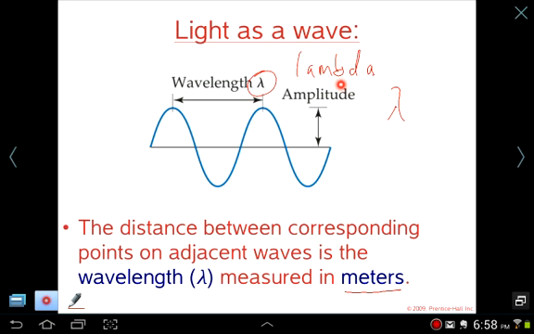Another characteristic of waves is what's called the amplitude. We're not going to deal too much with amplitude, but the distance, essentially, the height of the wave is the amplitude, and that has to do with how bright the light is. In the case of sound, it would be how loud a certain sound is. The wavelength in sound, for example, would be the pitch, how high or how low the sound is, essentially. So wavelength, for us, is measured in meters.